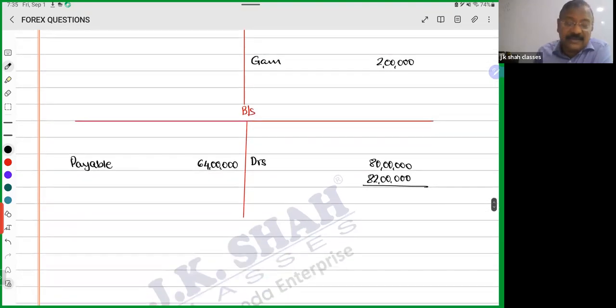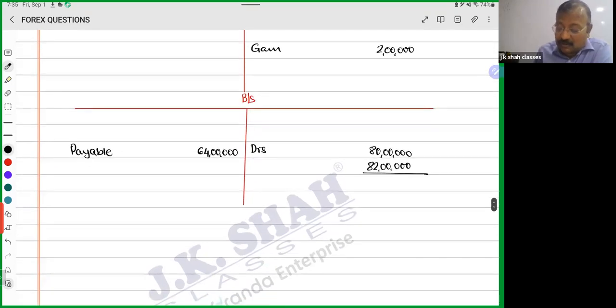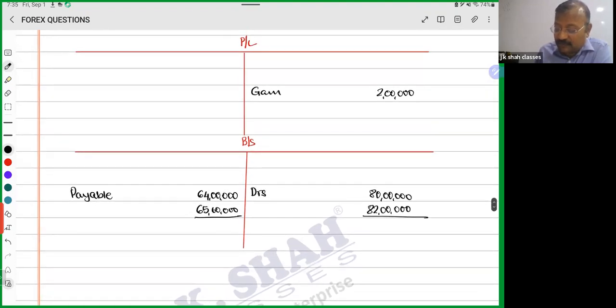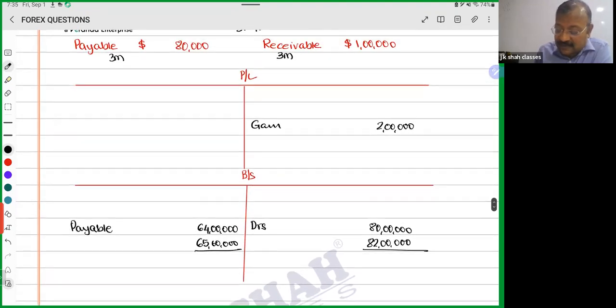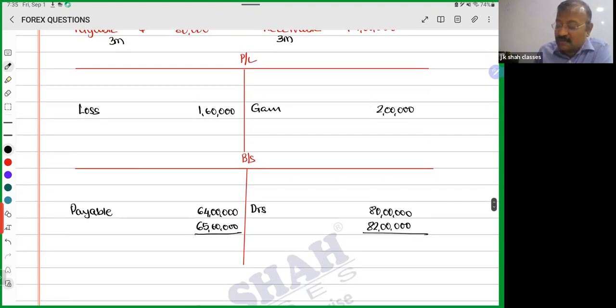And this payable will be settled at how much? 65 lakh 60,000. Now, this will give you a loss of 1 lakh 60,000. Which means your P&L is going to have a net gain of 40,000 rupees.